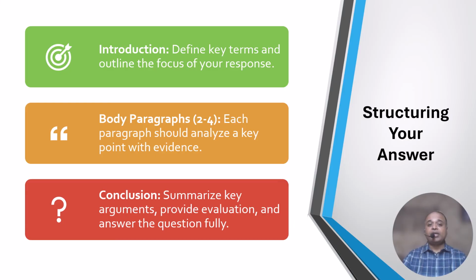Next, the body paragraphs, at least 2 to 4 paragraphs. Each paragraph should be structured as follows. First, point. Make a clear statement relevant to the question. Second, application. Use the case study or stimulus material to support your point, like giving evidence for what you are analyzing is relevant to the business mentioned in the stimulus. Third, analysis. Explain the impact using business tools and theories. Fourth, evaluation. Consider advantages, disadvantages, or limitations.